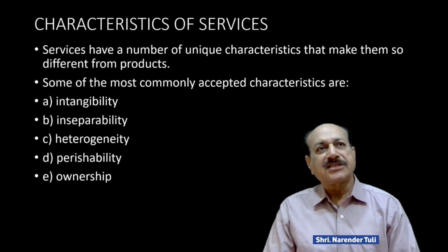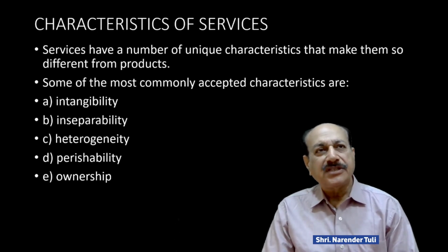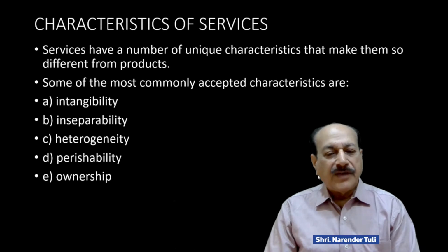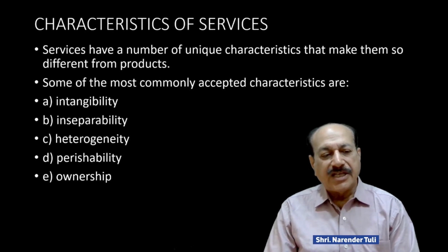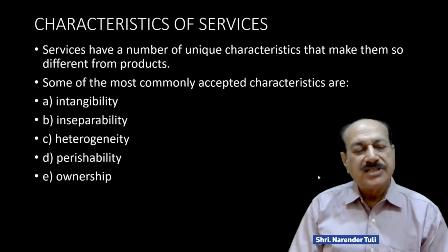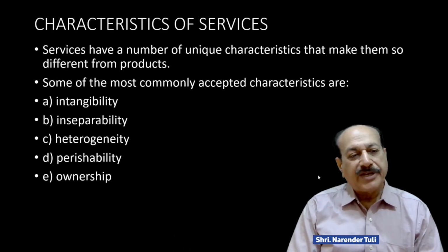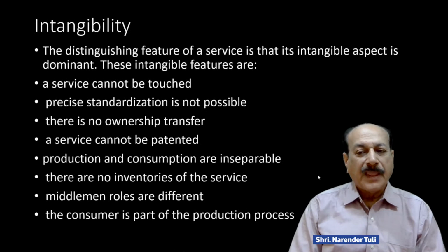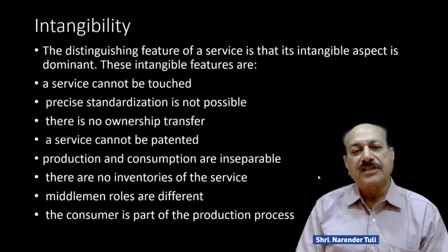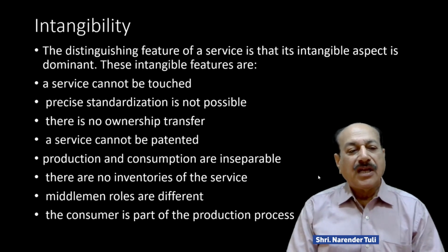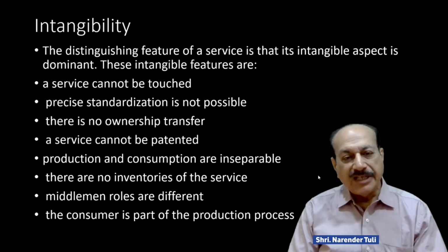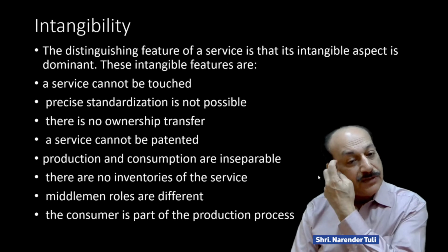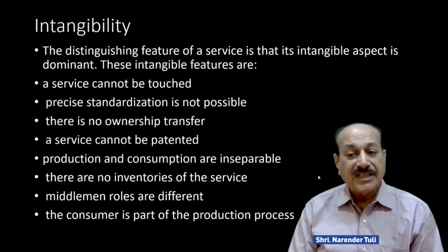Now, what are the typical characteristics of services which make them distinct from products? There are 5 characteristics. Intangibility, we'll take them up one by one. Inseparability, heterogeneity, perishability, and ownership. What is intangibility? Tangible means something which can be touched, which can be held. Now, when we buy a product, we take possession of it, we carry it home, so we are able to hold it. That is a tangible thing.